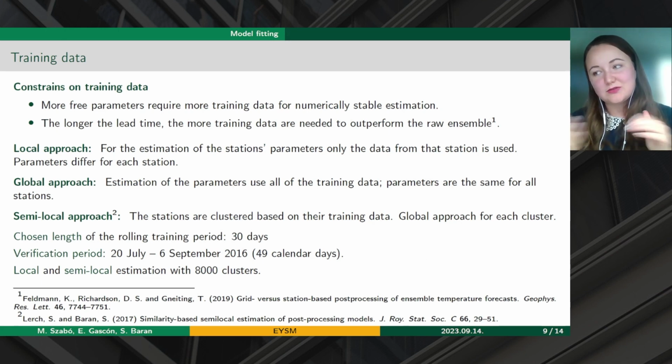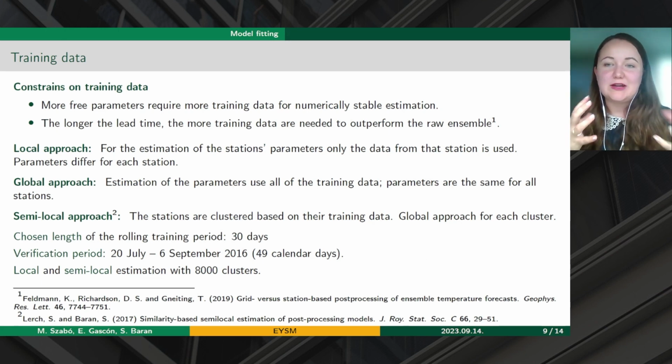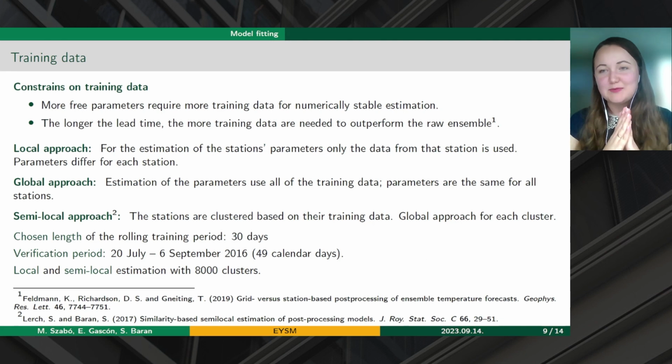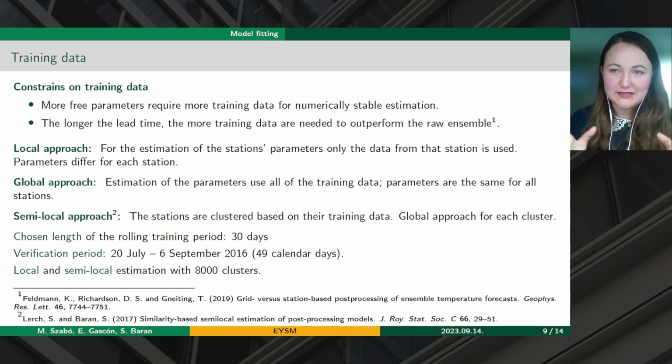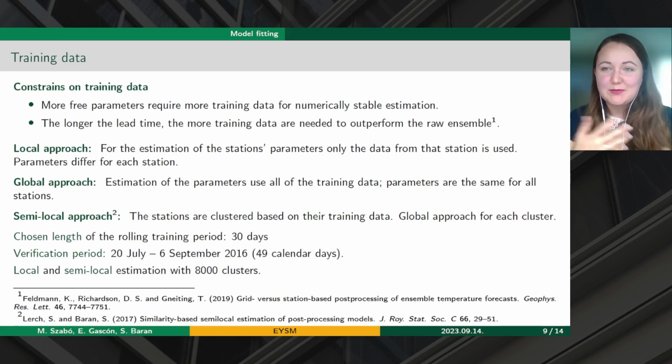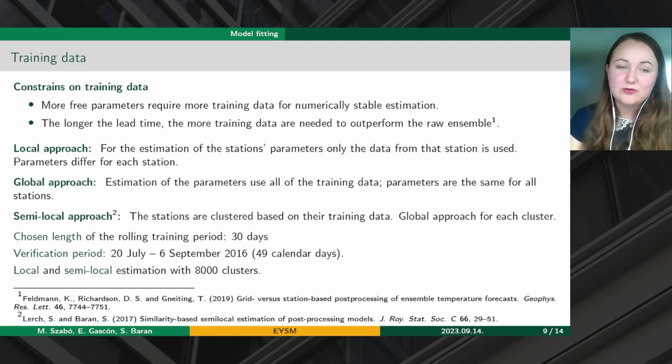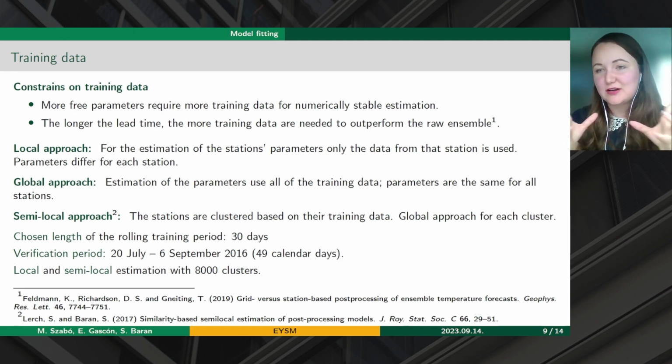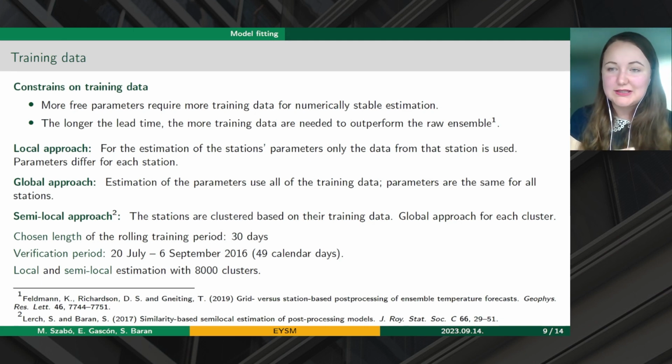The other approach is a global approach, which means that all of the parameters are estimated with all of the data, so all of the stations come together to do the estimation. But that is also not applicable here because we have so much variability, as I said. So there is a middle ground, a clustering-based semi-local approach, where the stations are clustered based on their training data in various ways, and then we apply the global approach on the clusters.